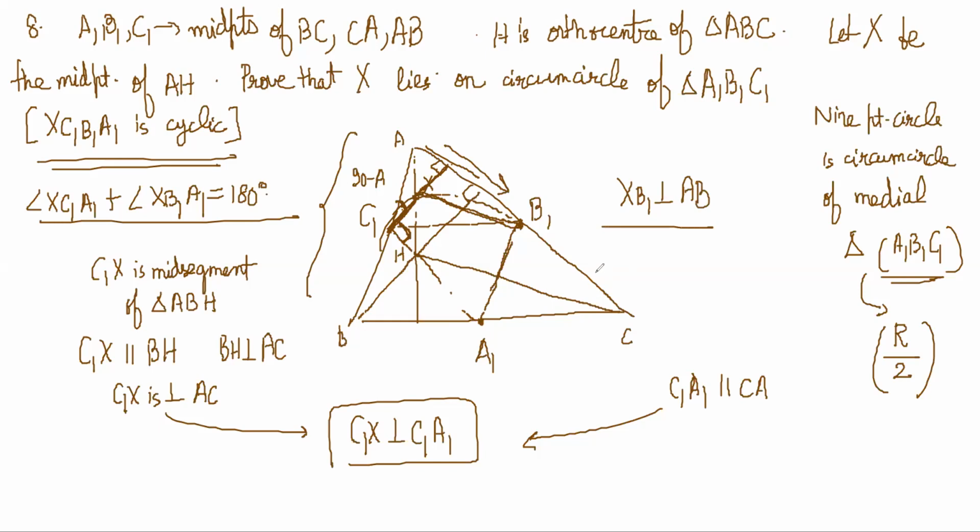And now what we can say is A1B1 is parallel to AB. So XB1 is perpendicular to A1B1 because A1B1 is parallel to AB. So this angle is also 90.